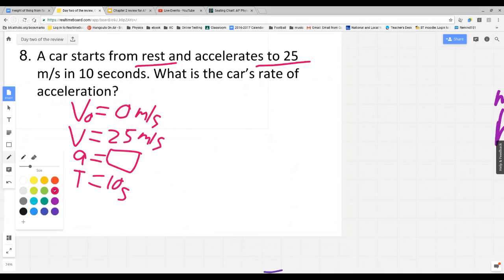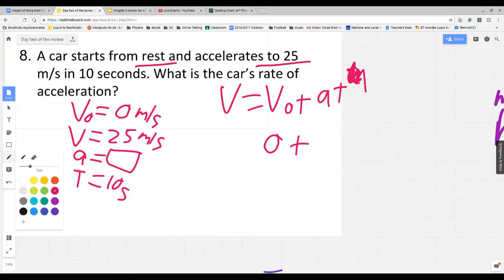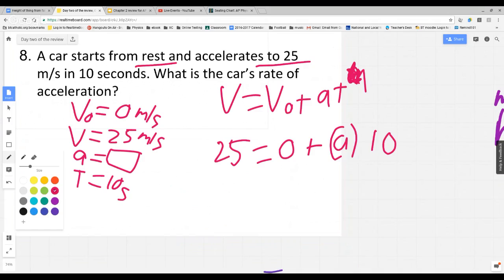Alrighty. With the formula number 4, right? That's the easy one we're going to do. You're going to have V equals V naught plus AT. No, it's not squared. There's no squares. That's a different equation. Alright, so then it's going to be 0 plus, yeah, 0. 25 equals 0 plus A times 10. 10 times blank is 25.